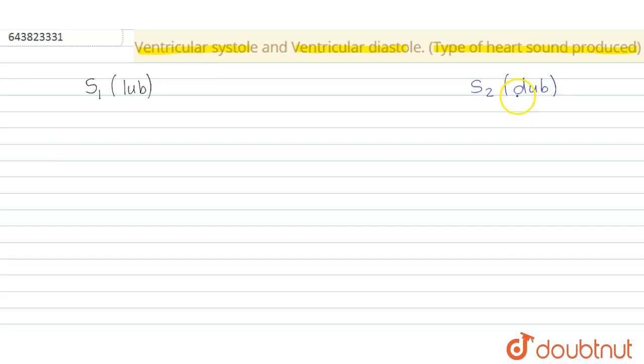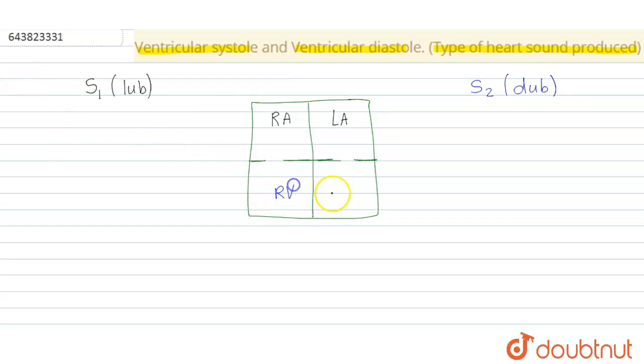Now when do these heart sounds occur? Let's draw a rough diagram of the heart. You know that the human heart is made up of 4 chambers, so I'll draw the 4 chambers. Let's name these chambers. This is the right atrium, this is the left atrium, this is the right ventricle, and this is the left ventricle.